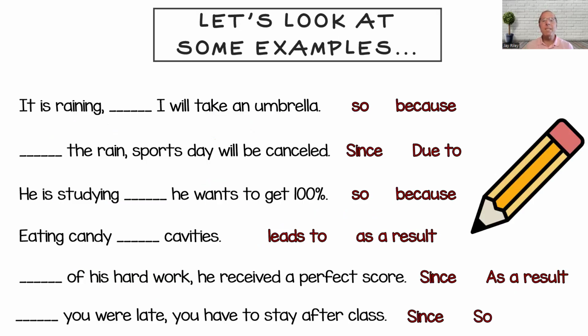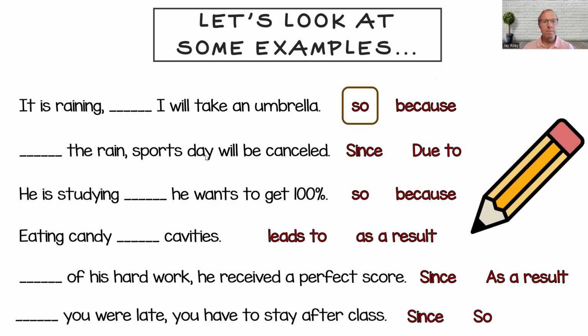So let's go ahead and get some sentence level practice here. I want you to choose which of these words correctly completes each sentence. So if you want, you can pause your video now and work through this on your own. Okay, now I'm going to go ahead and complete each one for us. It is raining. Blank. I will take an umbrella. It is raining because I will take an umbrella, or so I will take an umbrella. Okay, this first one, the answer is so.